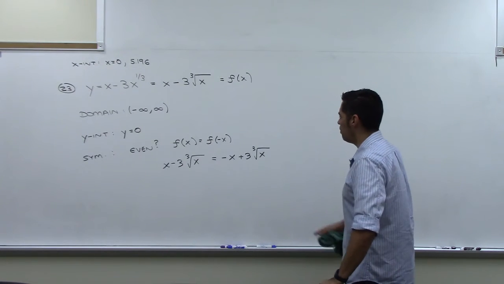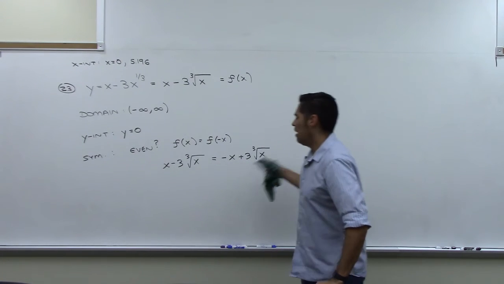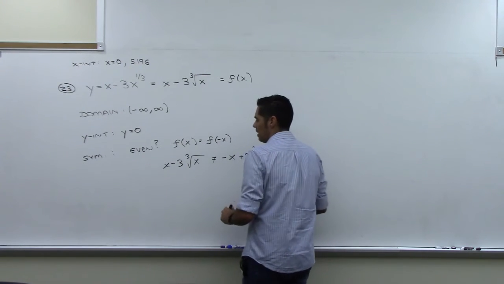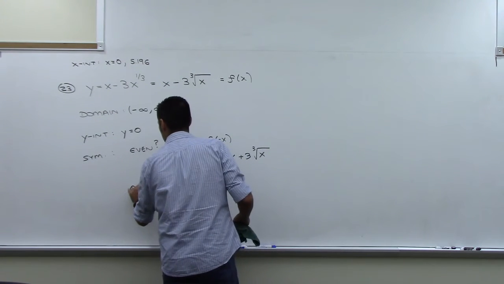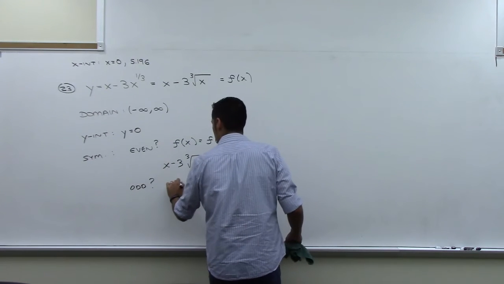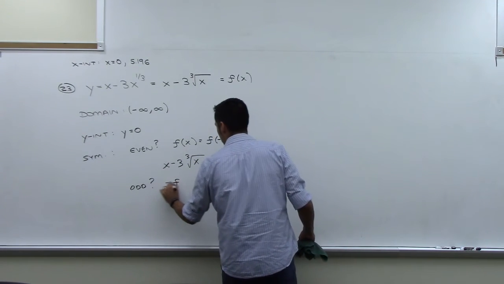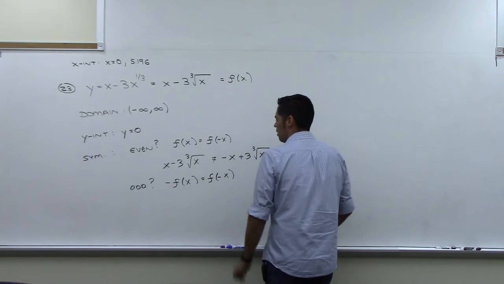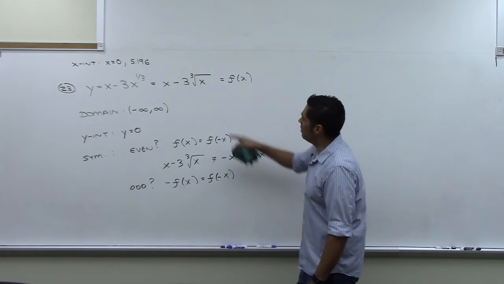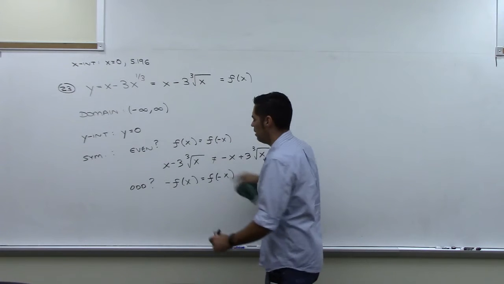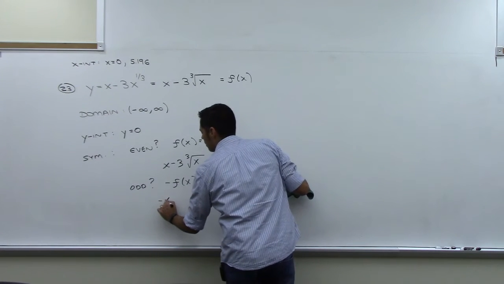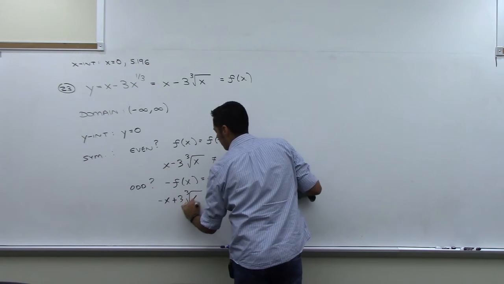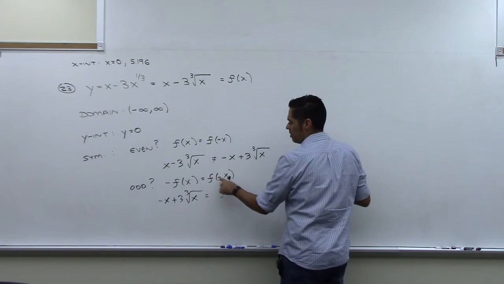So now at this point I check, are these the same? And they are not. So since these are not the same, it's not even. I could check to see if it's odd by seeing if negative f of x equals f of negative x. So if I change the signs here and here, that becomes negative x plus 3 cube roots of x. And the question is, is that equal to this?